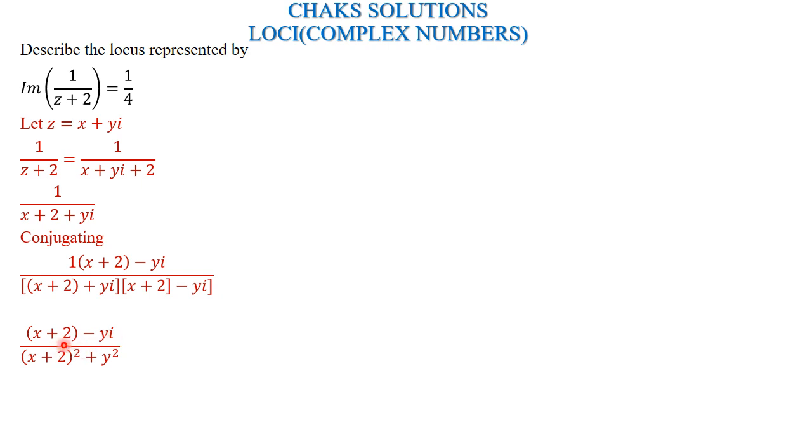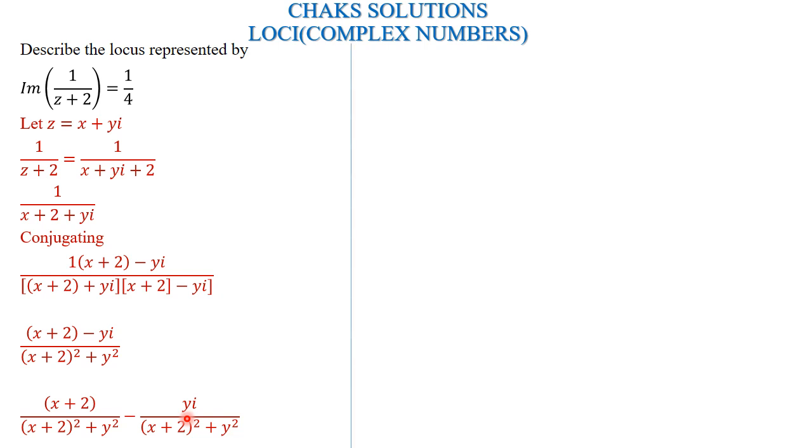Now we can split the real part and the imaginary part. The real part is x + 2 all over the denominator, minus yi all over the denominator. So that's our denominator, and our complex number in split form has the real part as this one, and this is the imaginary part.